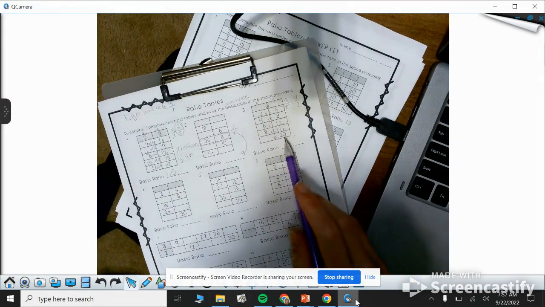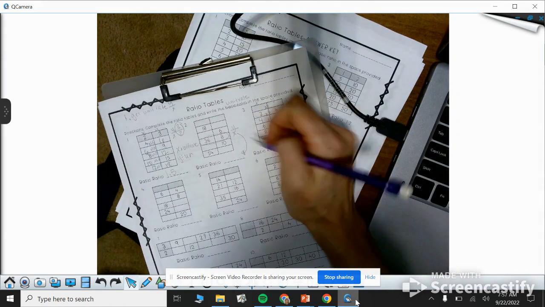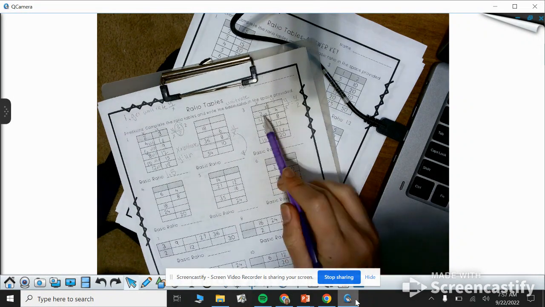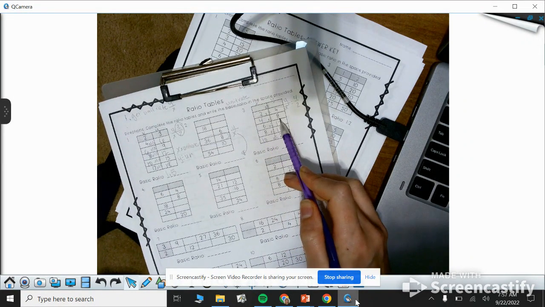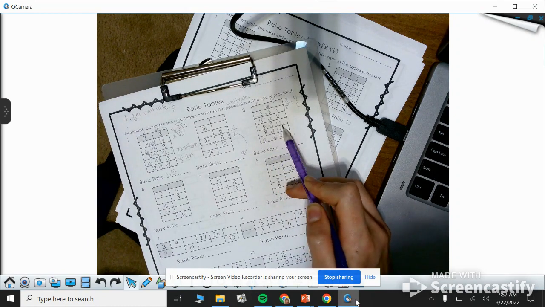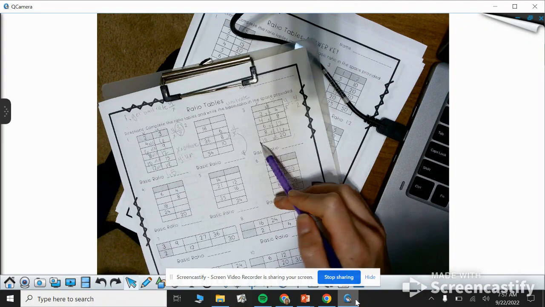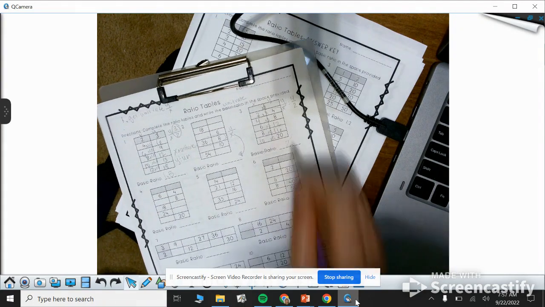What divided by 2 is 20? 10. 10 divided by 2 is 20. So let's just check. 2 times 2 is 4. 4 times 2 is 8. 6 times 2 is 12. 8 times 2 is 16. 10 times 2 is 20. So my unit rate is 2.